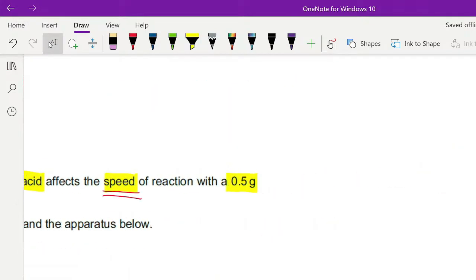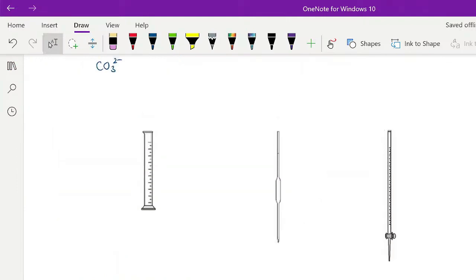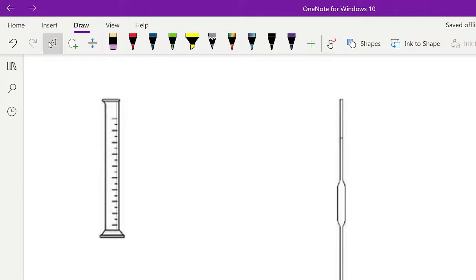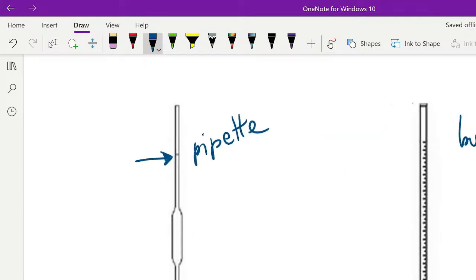I want to talk to you about these 3 measuring apparatus. The first one is the measuring cylinder. This has the lowest accuracy. The second one is called a pipette, and the other one is a burette. Both of these are very accurate, but the difference is this. A pipette can only measure one fixed volume. There is a line on the pipette that tells you where the level should be.